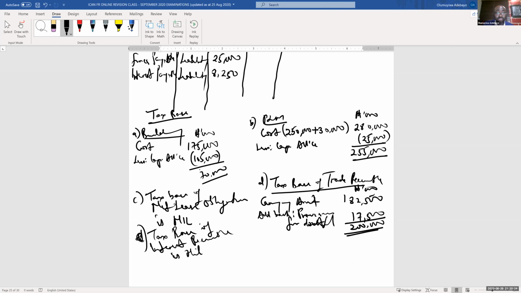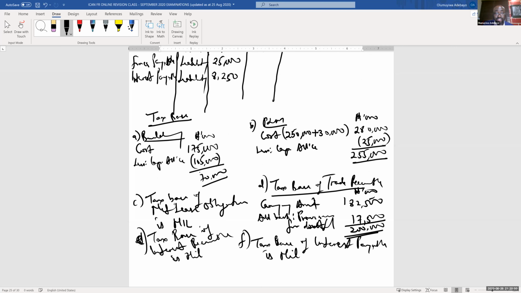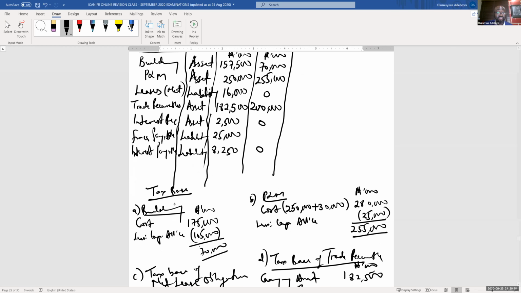Now, what is the tax base for interest payable? Similarly, the tax base for interest payable is equally going to be treated in similar manner with the interest receivable because the law says it's on cash basis. This is also what? Nil. And therefore, I come here, I say this is what? Nil.